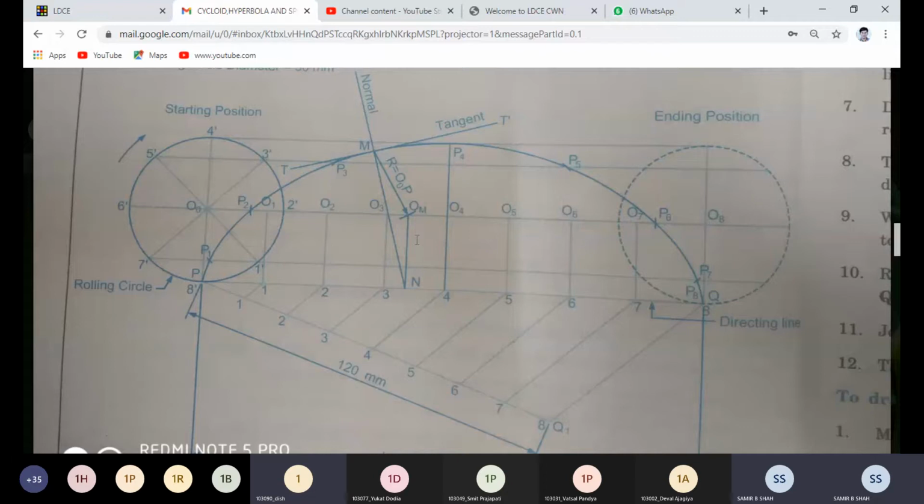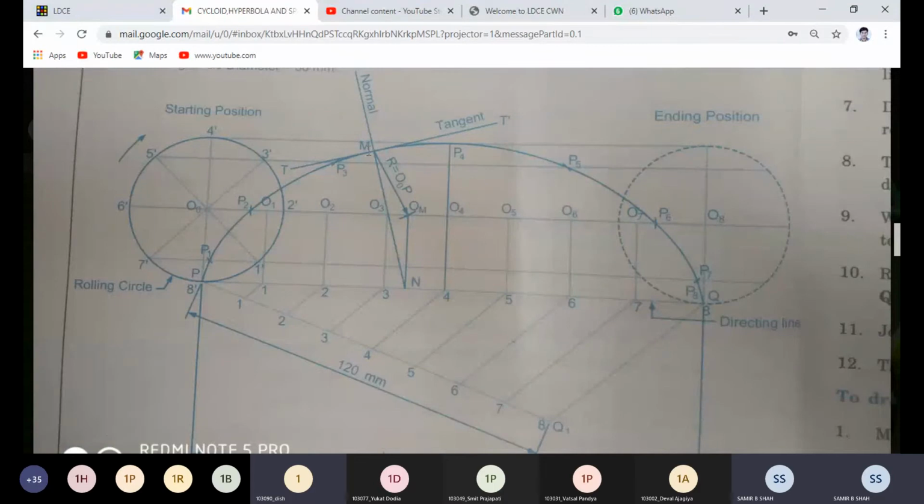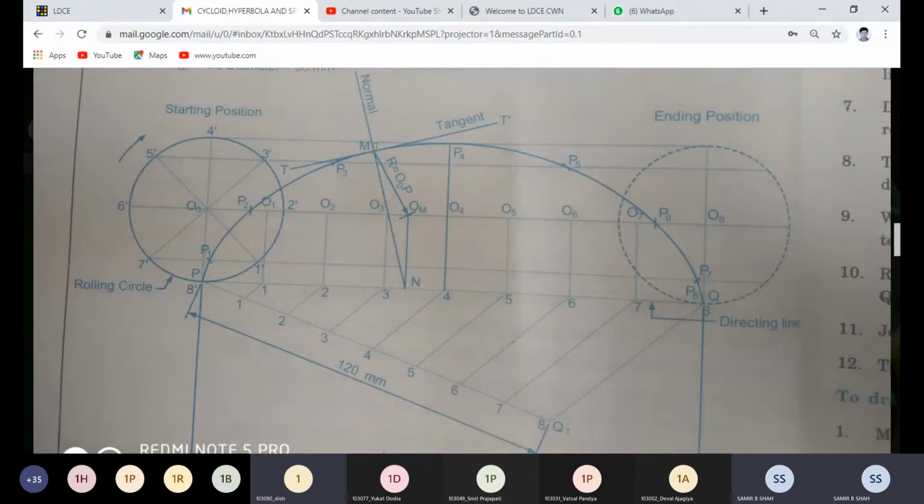Once again, take any random point M on the curve. Take random point M. Here I can select or choose M on the curve here.